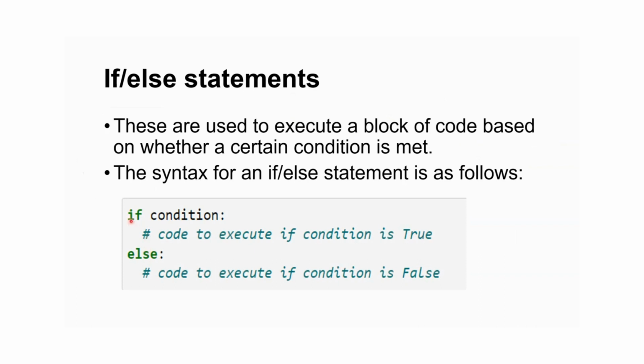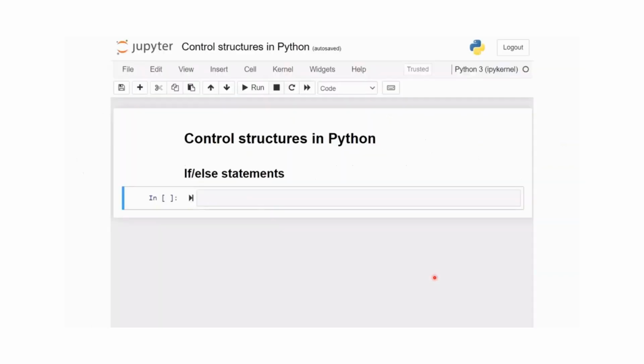In the if part, that's where we specify the condition and we write the code that we would like to execute if the condition is true. We write it here. And if the condition is false, then we write our piece of code here that we would like to execute. We can do a few examples in Jupyter Notebook to demonstrate how to work with if-else statements. We can use two examples.